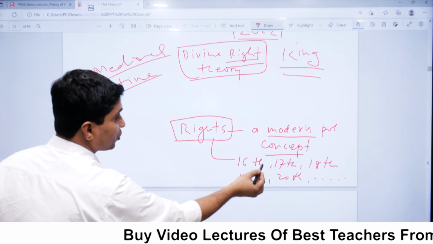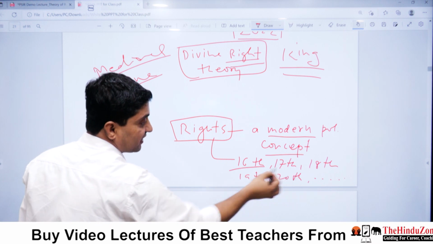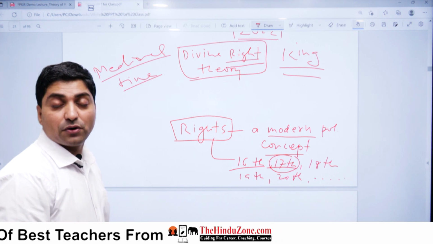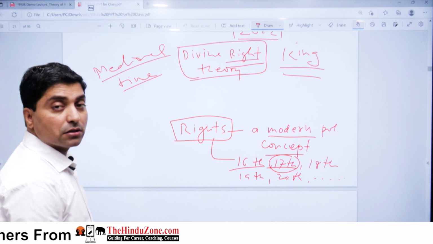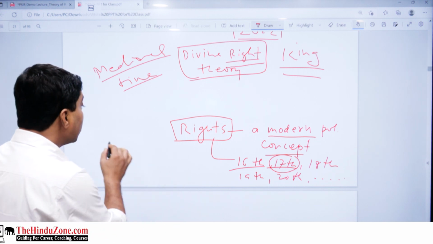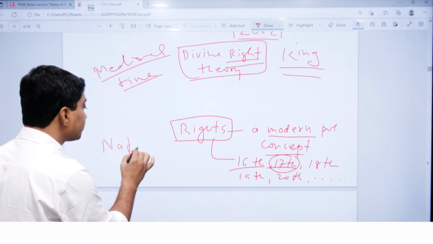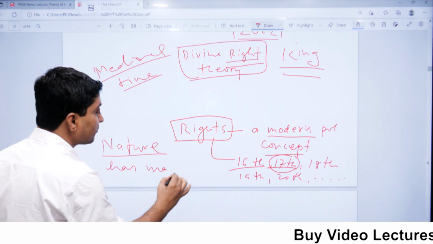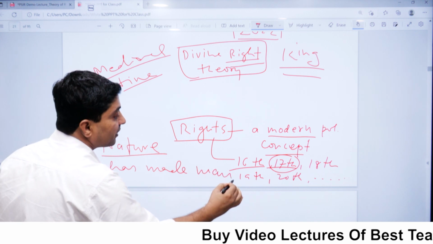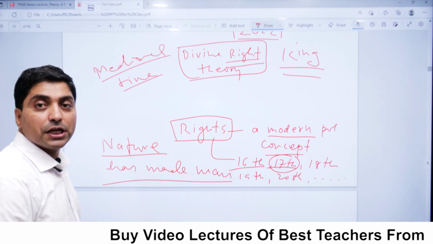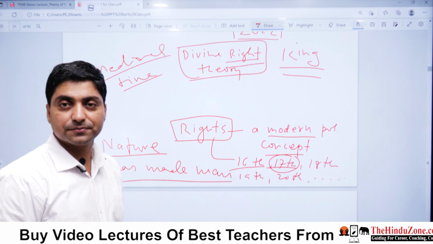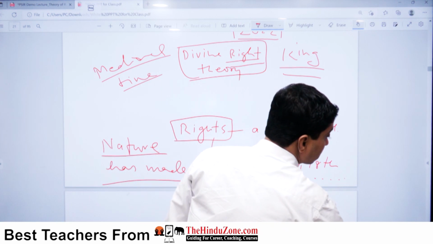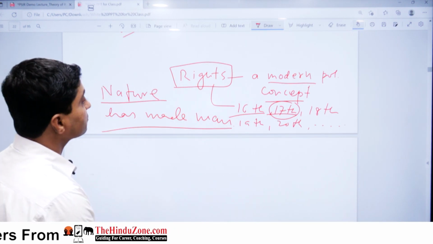But in the 16th century, 17th century, especially 17th century, there are many philosophers who said no, nature has made man, and nature has given equal right to everyone. That story will come up later on. Let's define what is rights.